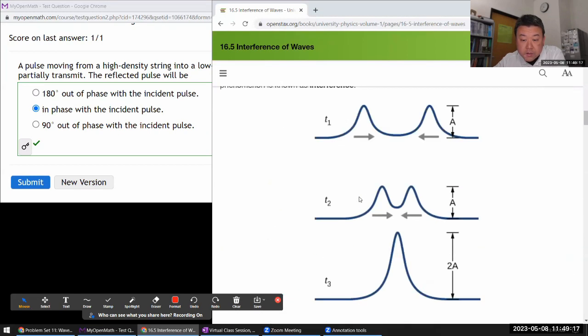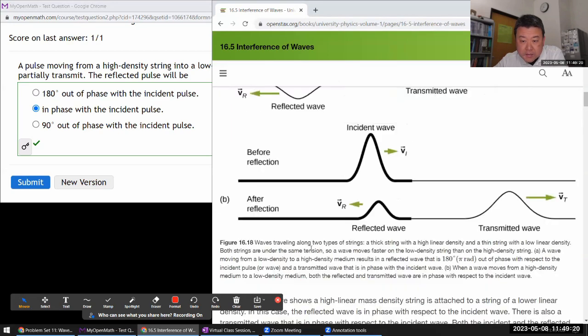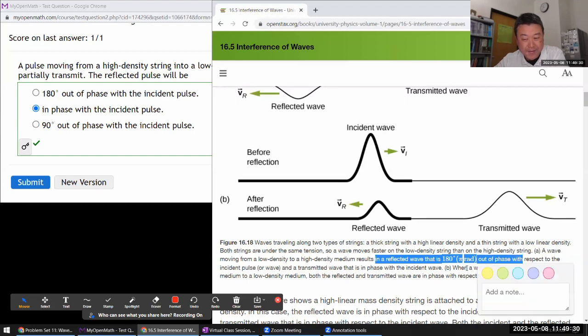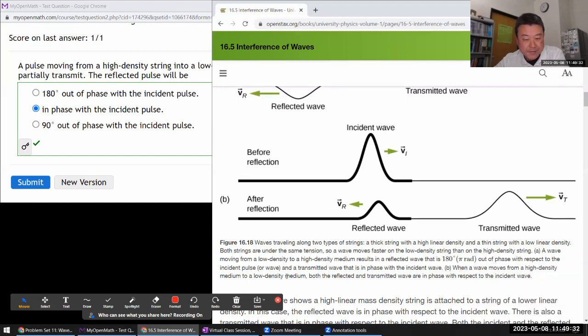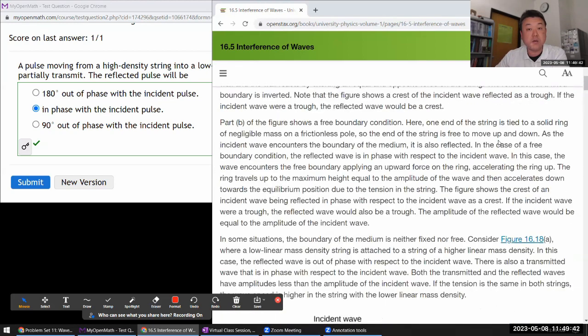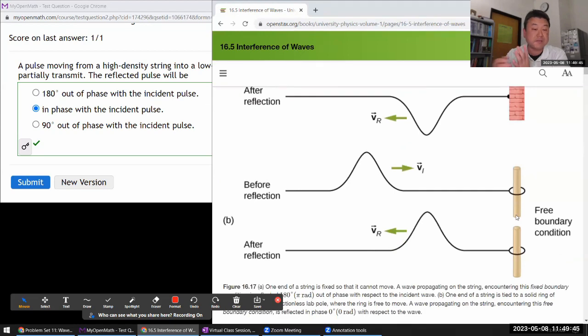Wow, do they? It's such an obscure detail. They state that information only in this figure caption. It says a wave moving from a low density to a high density results in a reflected wave that is pi out of phase. And when a wave moves from a high density to low density, they are in phase with respect to the incident wave. And there's some relationship to what you see with the fixed or free end. That's one way you can remember the rule.